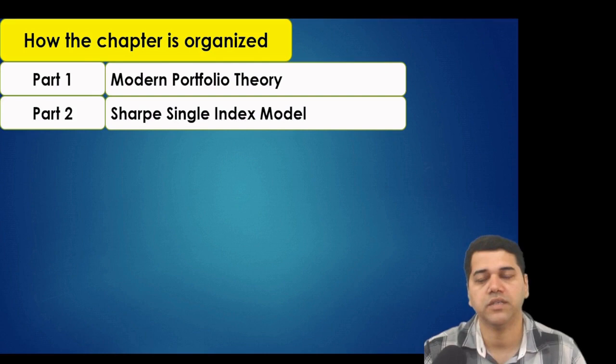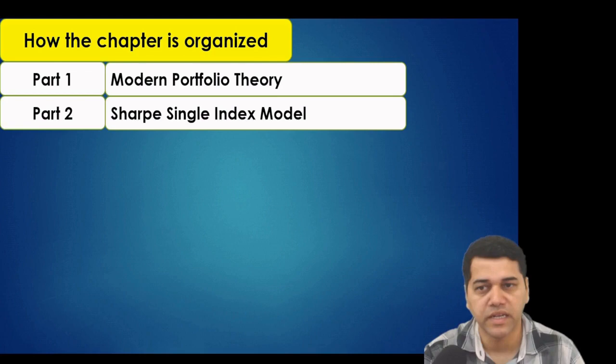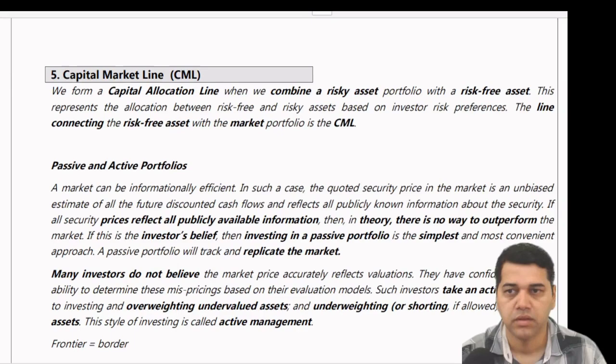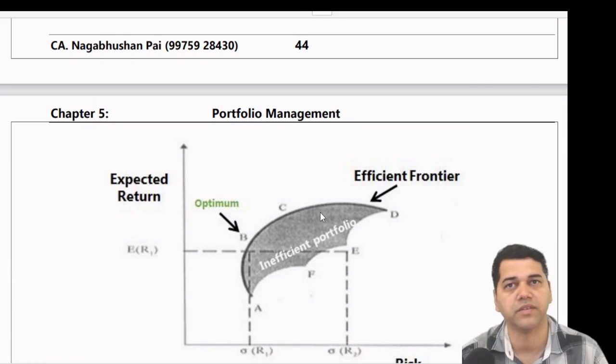Okay, friends, so we'll start with another aspect of this portfolio management chapter, which is the Sharpe single index model. But before we proceed into the Sharpe single index model, there was one small aspect left in modern portfolio theory. That is called the capital market line. In the previous session, we had learned about the efficient frontier, efficient portfolios, inefficient portfolios. So what is this capital market line?